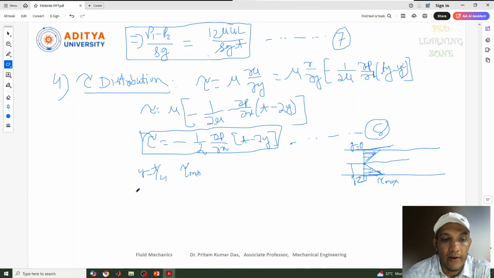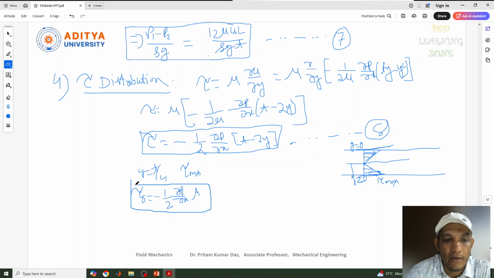So finally we can write the maximum shear stress tau naught equal to minus 1 by 2 del p by del x into t. This is the final one, which we can call equation number 9. I hope you understand this derivation, though it is a lengthy one, because these are the equations we need to derive for all these points, as I told.